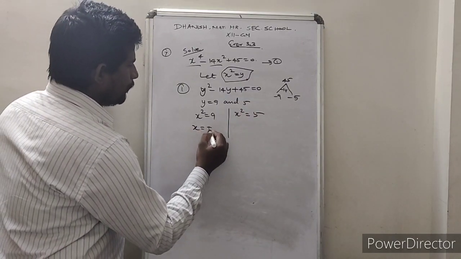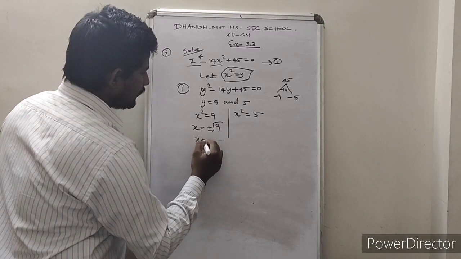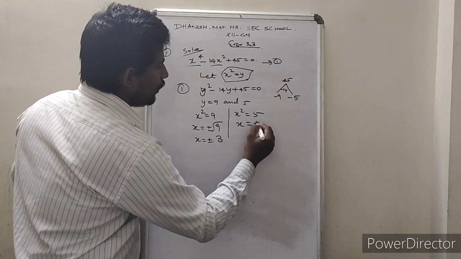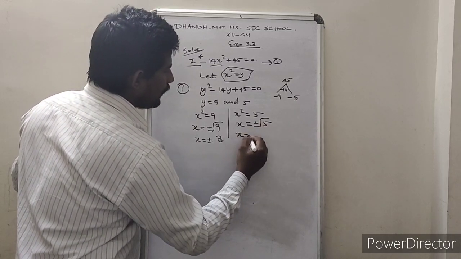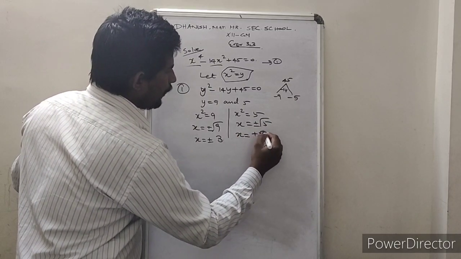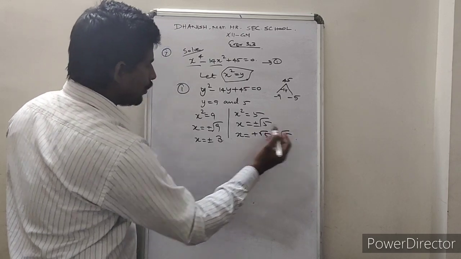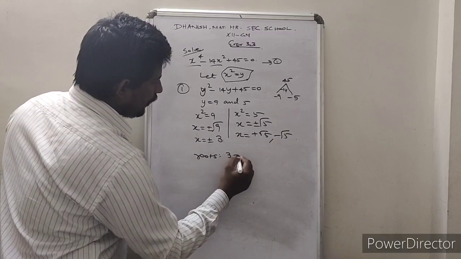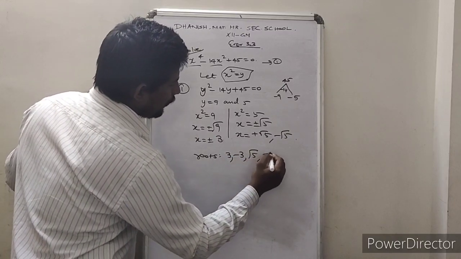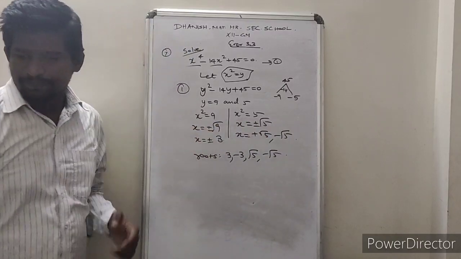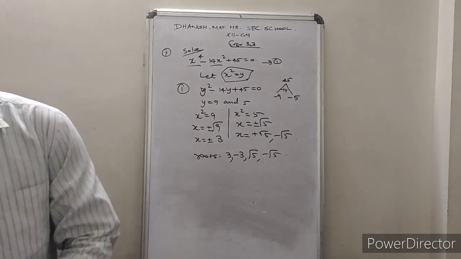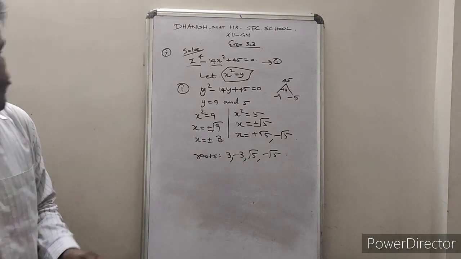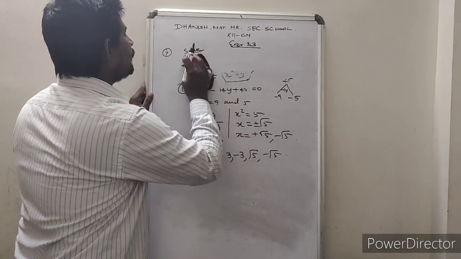x equal to plus or minus root 9, x equal to plus or minus 3. Here x equal to plus or minus root 5, so x equal to plus root 5, minus root 5. So our roots are plus 3, minus 3, plus root 5, minus root 5. That's it. Then problem number 6. Solve the cubic equation. Next we are going to do the 6th sum.